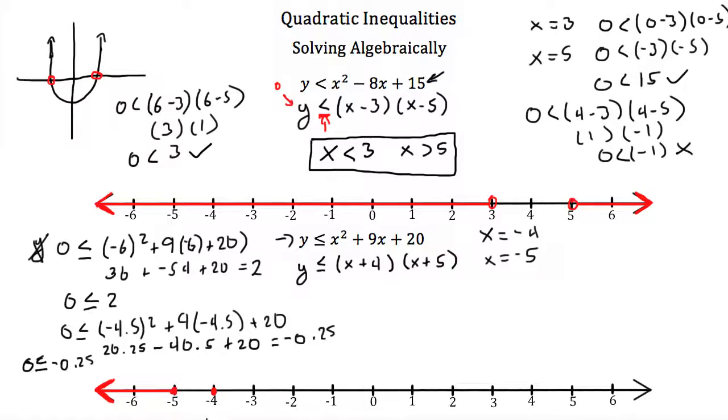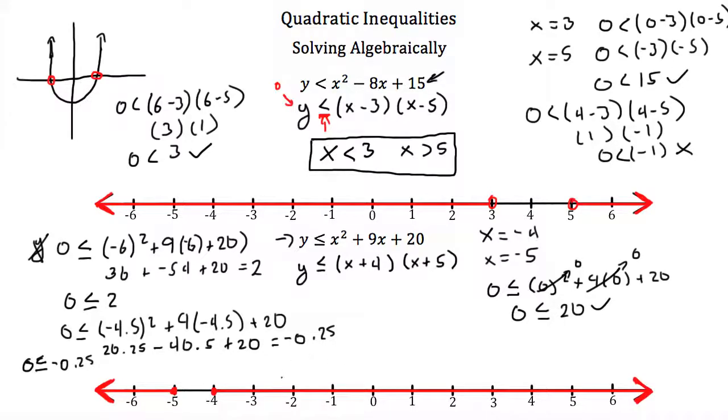So lastly, we have to check numbers to the right of negative 4. So I'm going to pick 0 because it's usually easy to solve. If I plug in 0 for x, we'll have 0 is less than or equal to 0 squared plus 9 times 0 plus 20. 0 squared is 0. 9 times 0 is 0. So we have 0 is less than or equal to 20. Which it is. That works. So that means all the points to the right of negative 4 are also solutions for this inequality. So we color those in again, and our number line would look something like that.